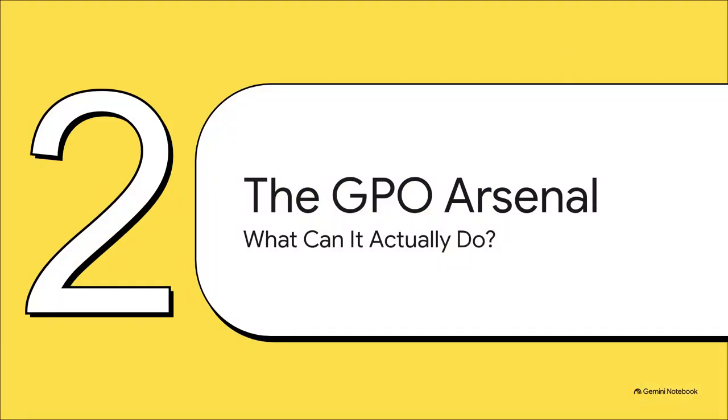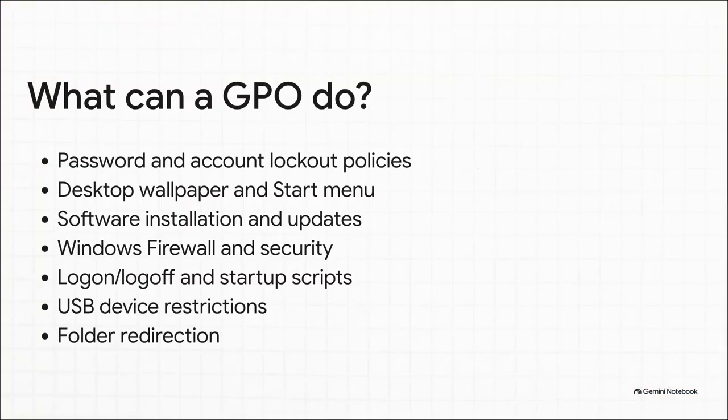Moving right along to part 2, the GPO arsenal. What can this thing actually do? The sheer expansiveness of this toolkit is honestly incredible. As you can see laid out in these infographics, a GPO can enforce critical security baselines, like password rules and account lockout policies. It can dictate your Windows firewall settings, seamlessly push out software updates to the whole company, or run specific scripts the moment someone logs on or off.